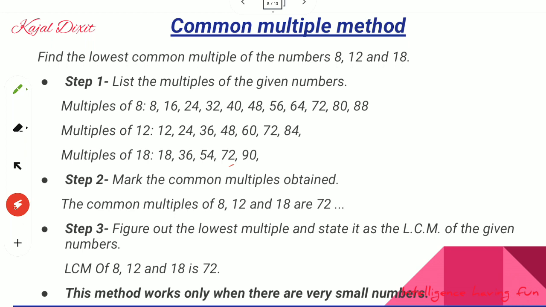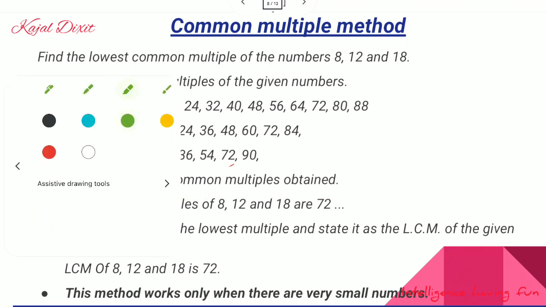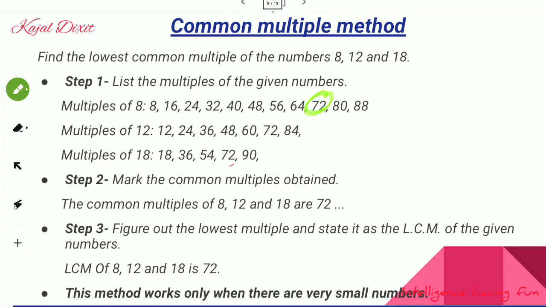Fine, so we will just list a few starting multiples. Now, step number 2 is to mark the common multiples obtained. So in this case, you can see it is the number 72. That is common in the multiples of all the three numbers. So from here you will see that the LCM of the given numbers 8, 12 and 18 is 72.